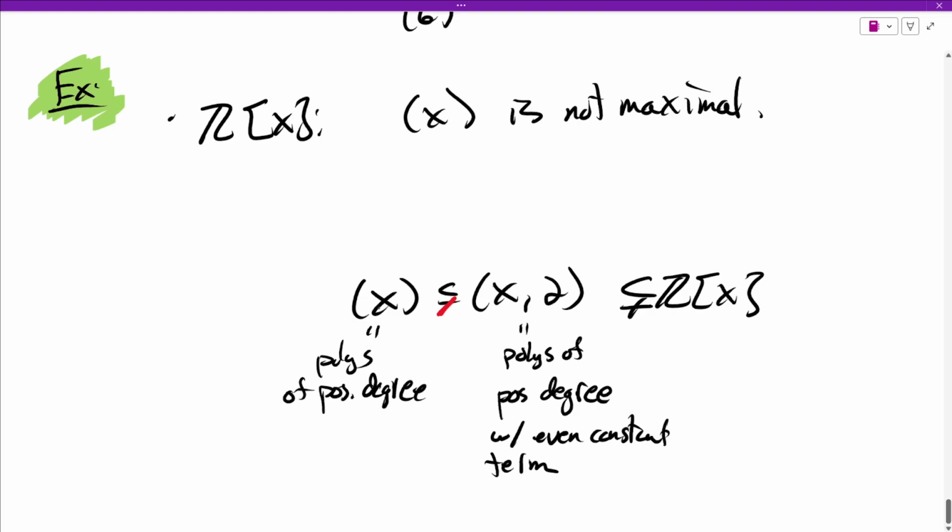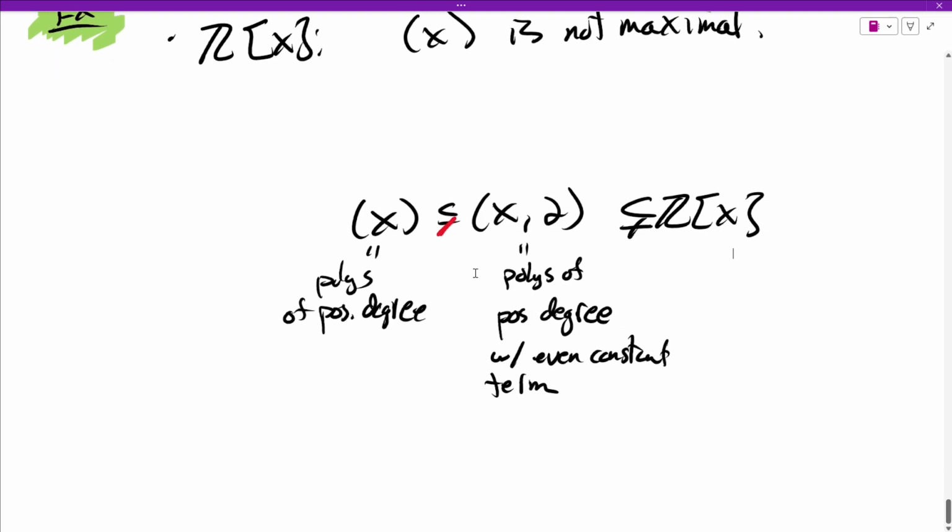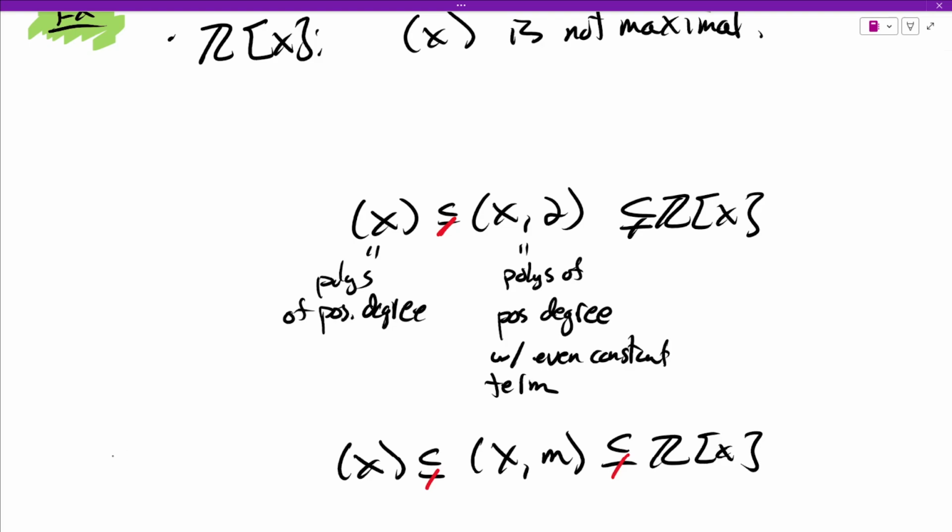Okay, so there's an ideal that sits in between (X) and Z adjoin X. In fact, there are lots of ideals that sit in between (X) and Z adjoin X. So (X) is contained in, and again not equal to, (X, m), provided m is not plus or minus 1. So for m not equal to plus or minus 1, all of these ideals sit in between (X) and Z adjoin X.